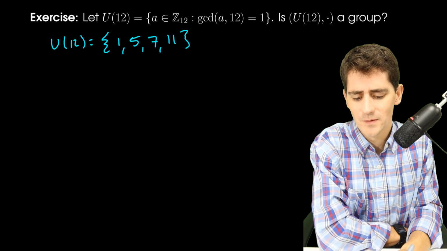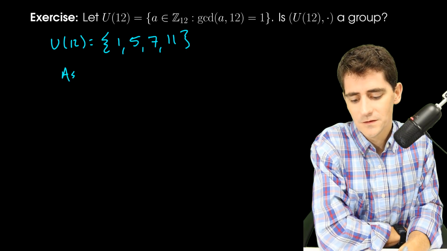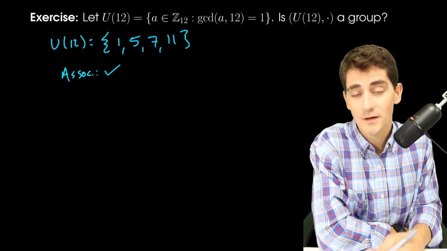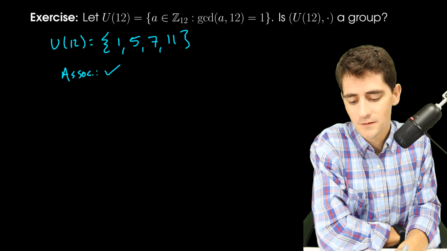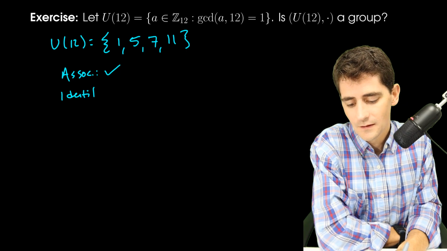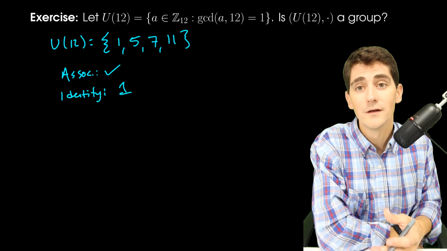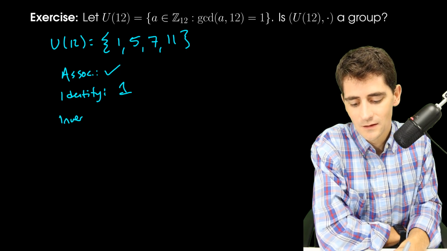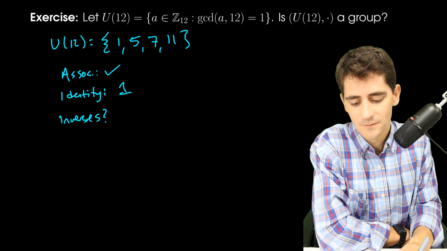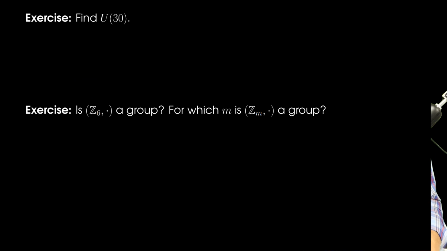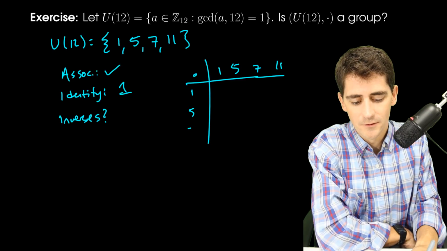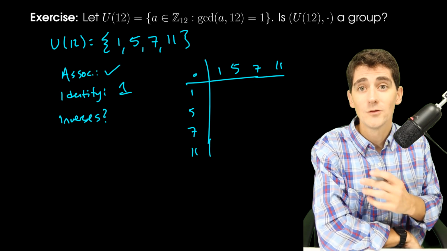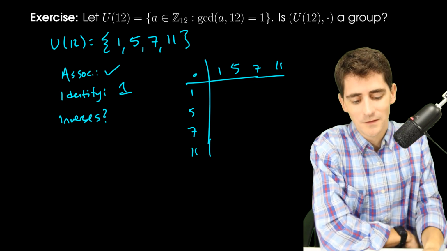So is this a group? All right, let's see. Associative, yes. Multiplication in Z12 is associative. Identity, yes. We have the 1. 5 times 1 is 5, etc. The only question then is, do we have inverses? And so to do that, we can just use a Cayley table to figure out if this is indeed a group. And so you have to do multiplication mod 12.